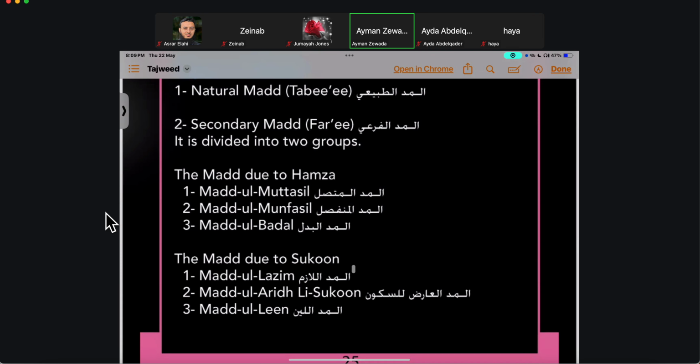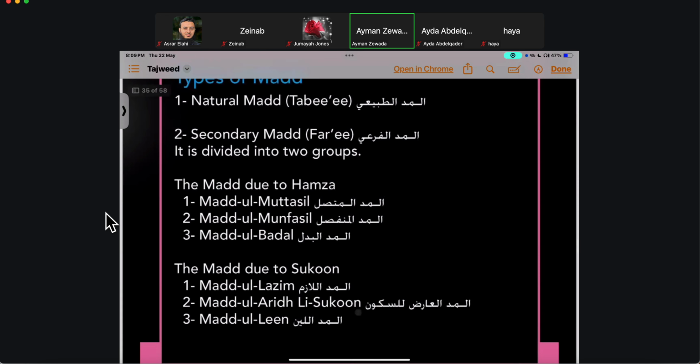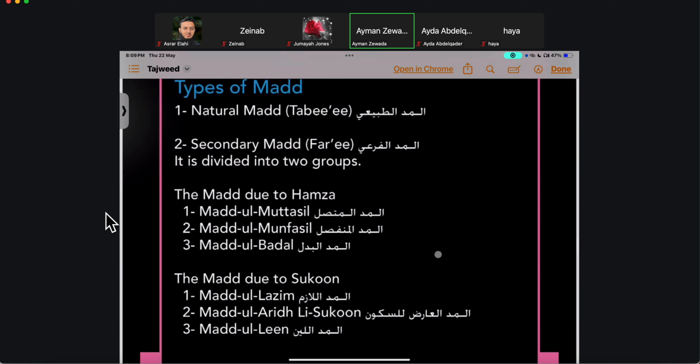The secondary mad, which is due to sukoon, this one here, is divided also into three sections: mad al-lazim, mad al-arid lis-sukoon, and al-mad al-lin. Take your time to write these down. Ideally, if you are on paper, maybe make a page for each of these or a heading for each of these. If you're digital, that's even better. Then you can just make a heading and then enter in the content as we go along.